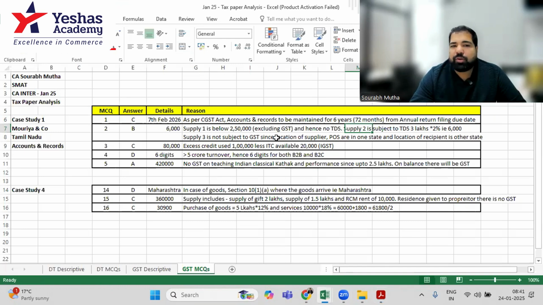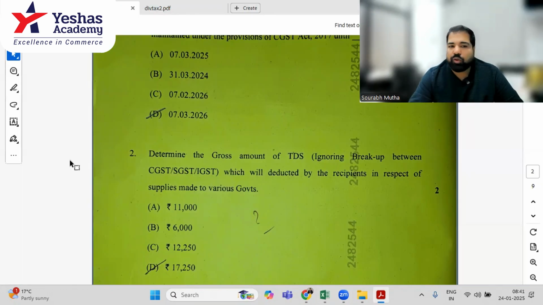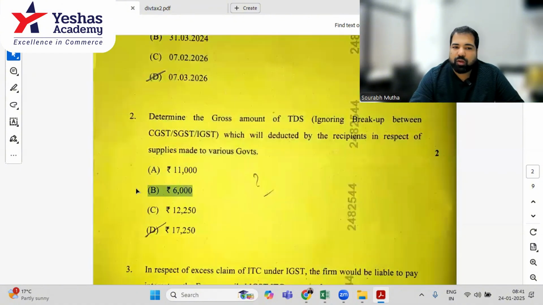And supply 3 is not subject to TDS because the location of supply and place of supply are in one state, but the recipient is in another state, so he will not be able to take the credit. So in this case, 6,000 only, and then the answer is B. Here we go. This is the answer, which is B.